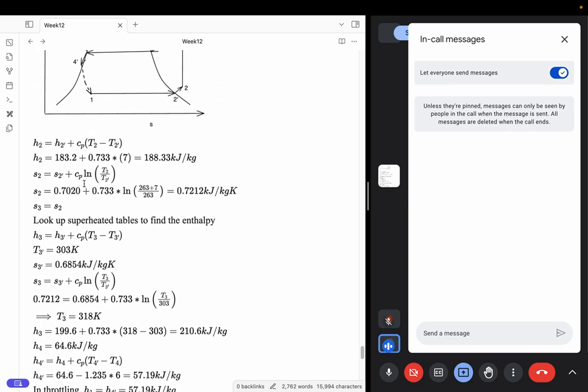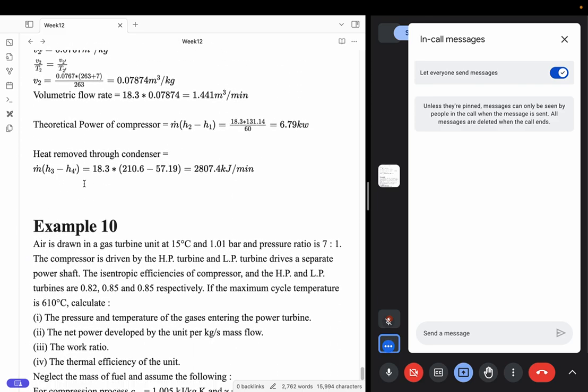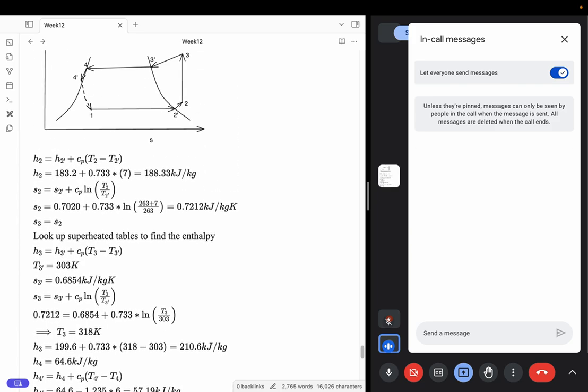And the last part asks you to find what is the theoretical bore and stroke of the compressor. Bore is the diameter and stroke is the length in which the piston moves during one cycle. So, how do we do that? First, let's say theoretical piston displacement.